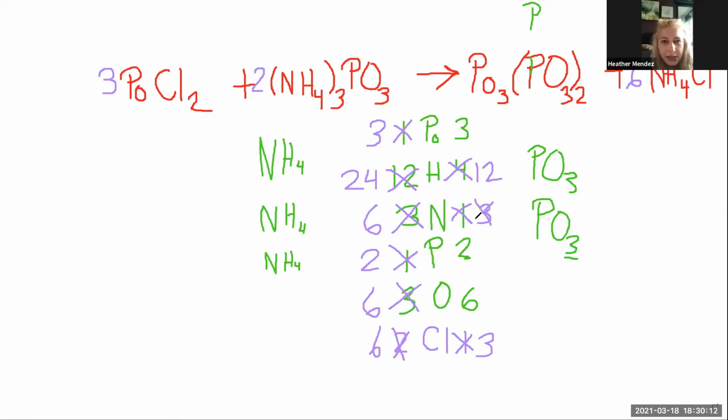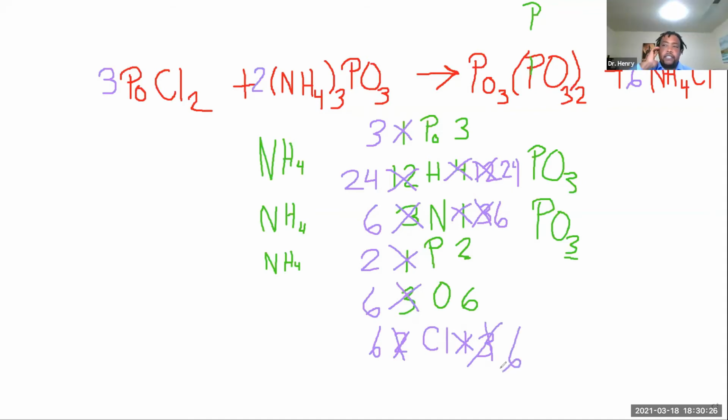And then that gives me how many? How many nitrogens? 6. How many hydrogens? 24. And then how many chlorines? 6. Okay, is it balanced? Yes, sir. Piece of cake. I feel like that's easier. Okay.